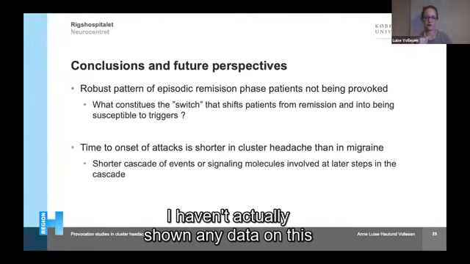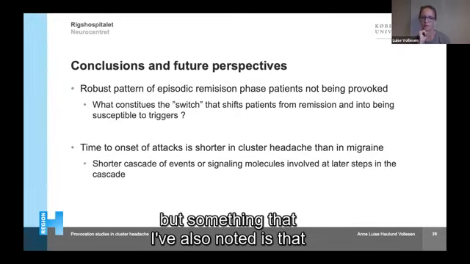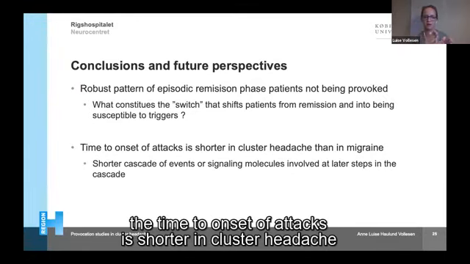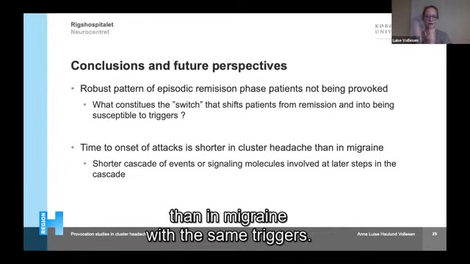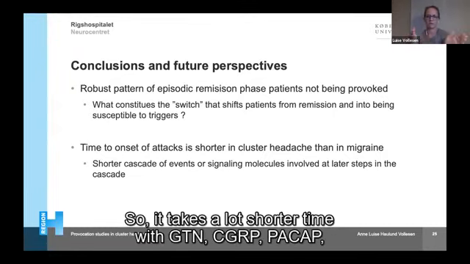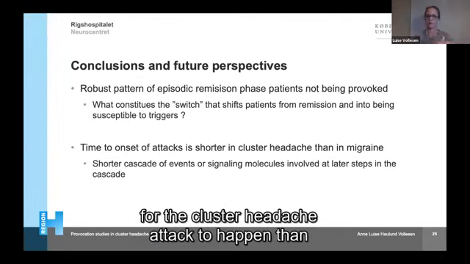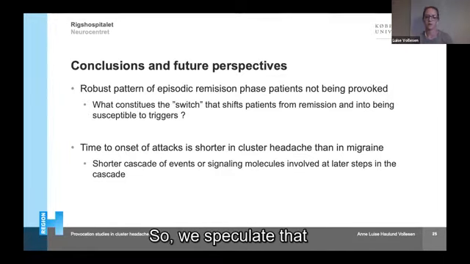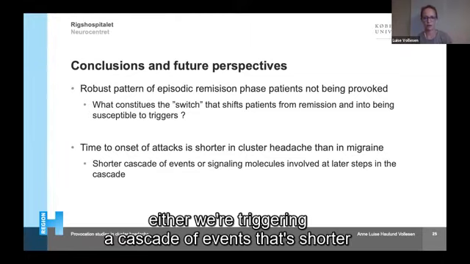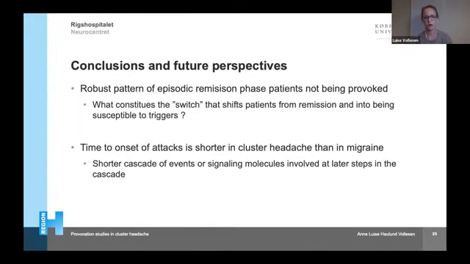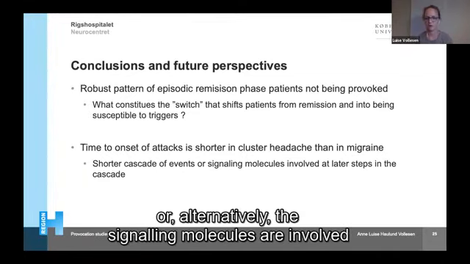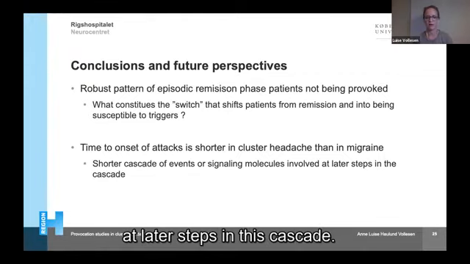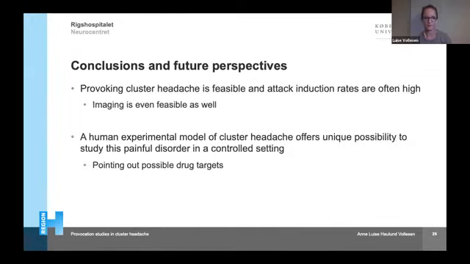I haven't actually shown any data on this, but something that I've also noted is that the time to onset of attacks is shorter in cluster headache than in migraine with the same triggers. So it takes a lot shorter time with GTN, CGRP, PACAP for the cluster headache attack to happen than for the migraine attack to happen. So we speculate that either we're triggering a cascade of events that's shorter, or alternatively, the signaling molecules are involved at later steps in this cascade.